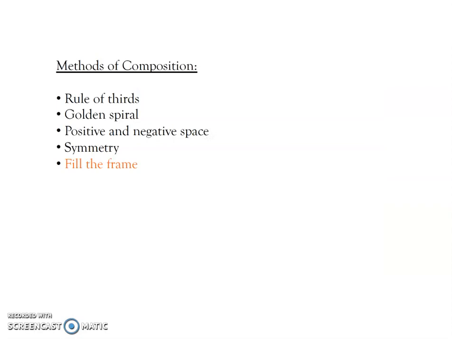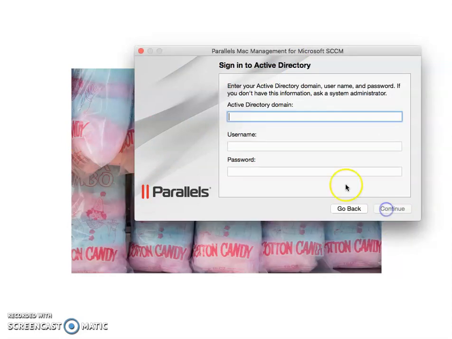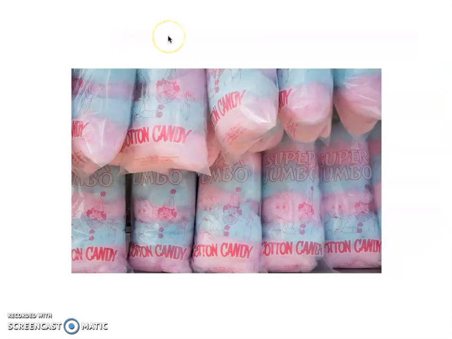Filling the frame. I think that this is one of my favorite ways of composing an image, where you kind of fill the frame. Sorry, let me get this stupid thing out of here. So you fill the frame with the subject matter. And what it does is, a photograph is not just about what's in the frame, it's what it alludes to outside of the frame.